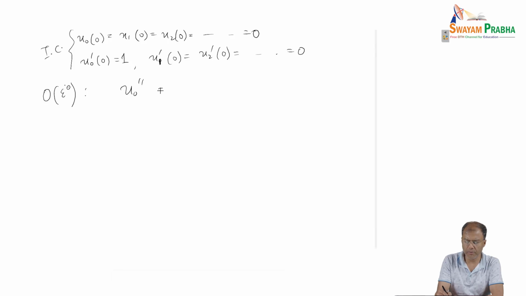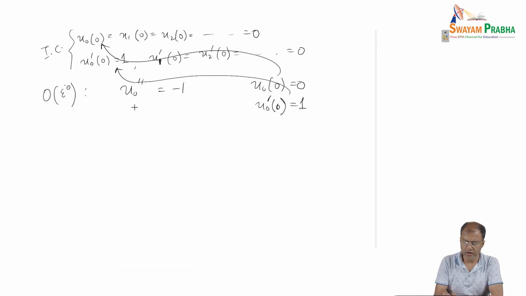We get u naught double prime is minus 1, and the initial conditions are u naught of 0 is 0 from here, and u naught prime at 0 is 1 from this condition. So we solve this second order differential equation. We see that this is going to be tau times 1 minus tau by 2.